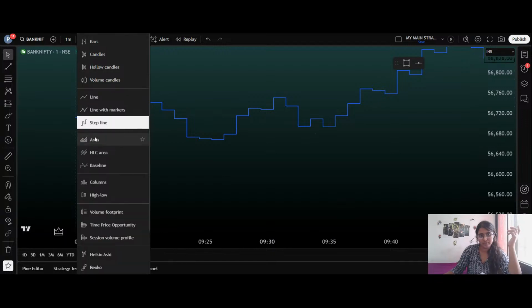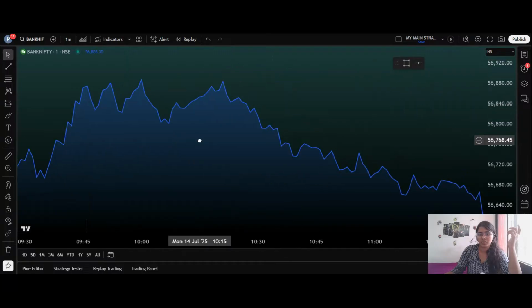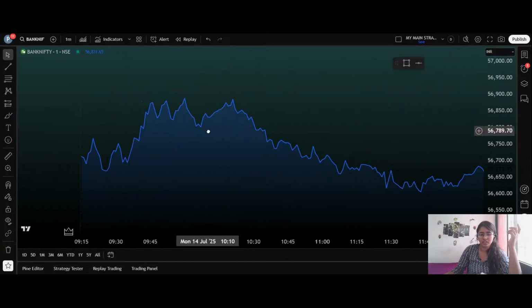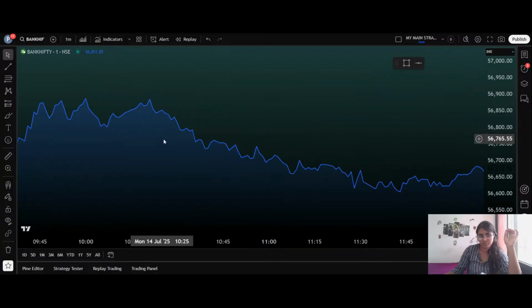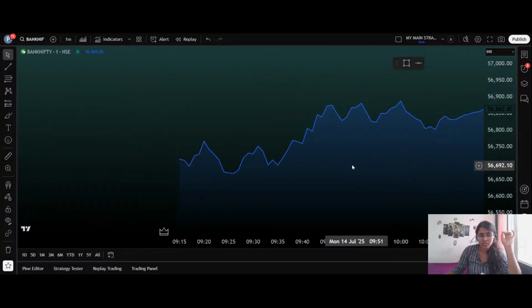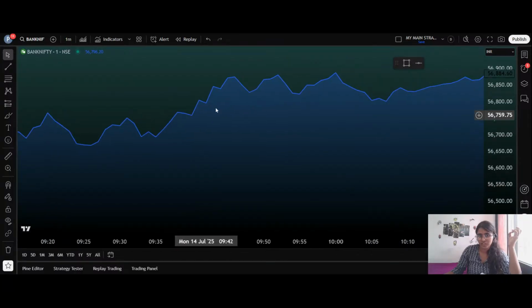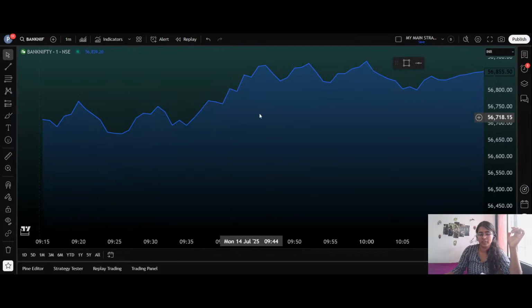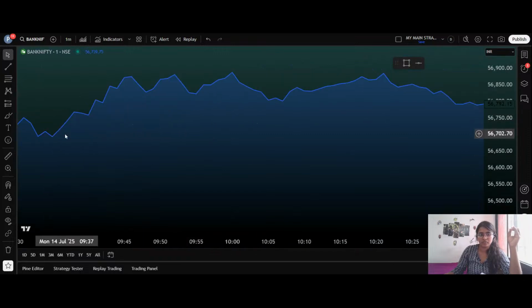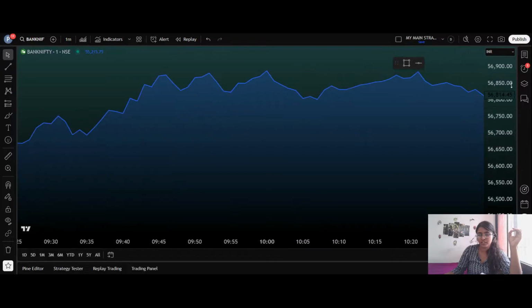Similarly, we'll move forward with the area candle. This is nothing but the area candle. An area candle is a line chart where the space under the line is filled. This is the area candle, okay? The space under the line is filled with a similar color. Suppose here you can see it is filled with a blue color. So the market is moving like this and the space below it is filled with a similar color.